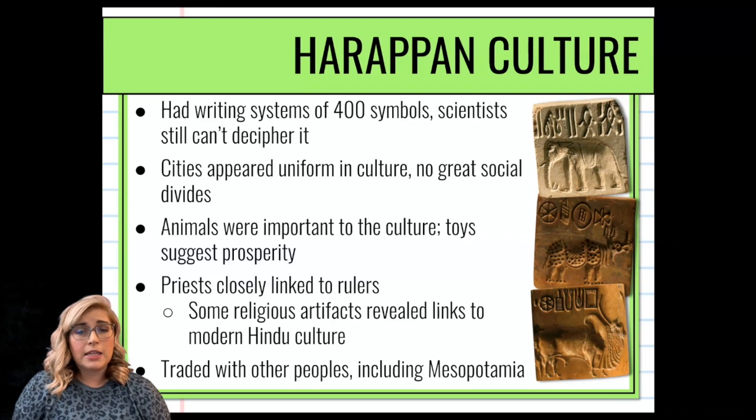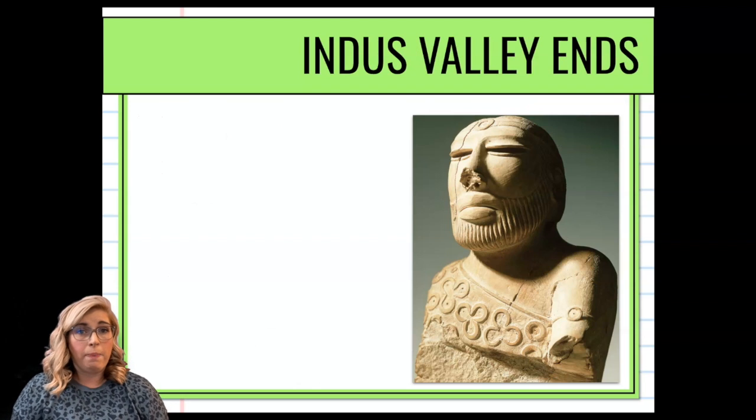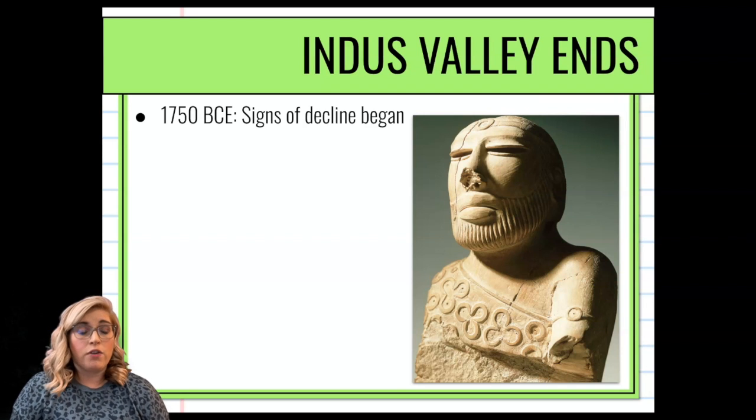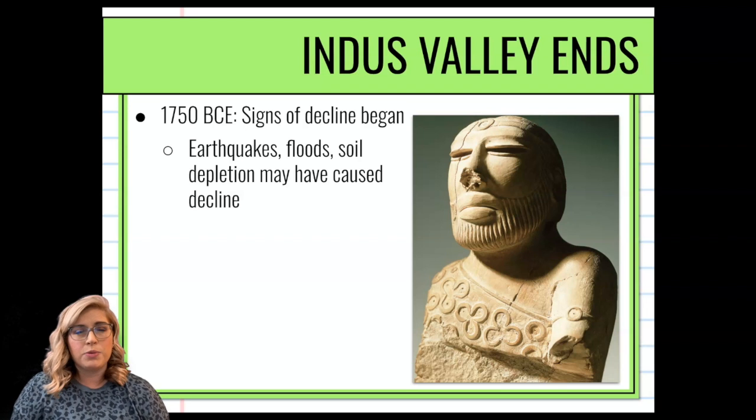So last but not least, let's talk about how this came to an end. By 1750, we start to see signs of decline, and it really is a mystery to this day. They're not really sure what happened to wipe out this civilization, but it just kind of disappeared. There have been hypotheses of earthquakes or floods or soil depletion, just some sort of environmental disaster that might have forced them to die off and disappear.